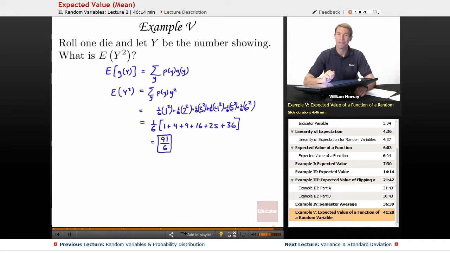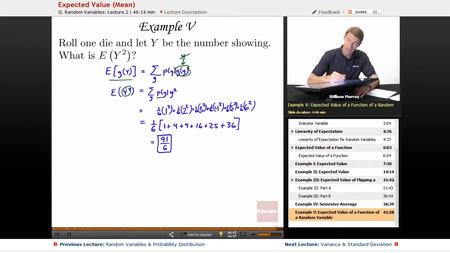That's really the end of that problem, but let me recap the steps here. We're using the formula for the expected value of a function of a random variable. I gave you that formula back on one of the early slides in this lecture, so you can go back and check that out. The difference between calculating the expected value of a function and the expected value of the original random variable means instead of y here, you just change it to g of y. So you're no longer talking about y, you're talking about g of y, which means that you're adding up the probabilities times, in this case, our function is y squared. That's the most common function we're going to be looking at.